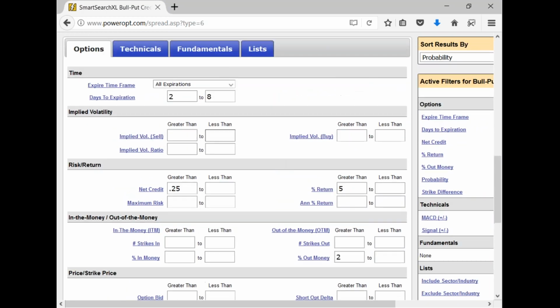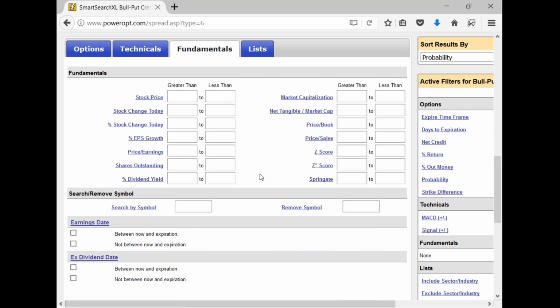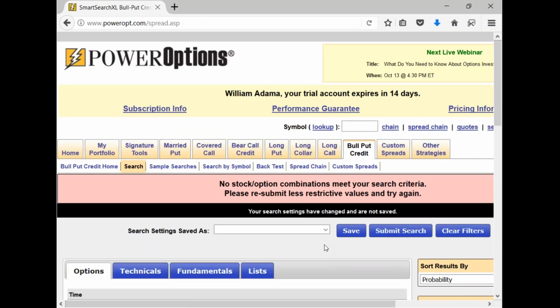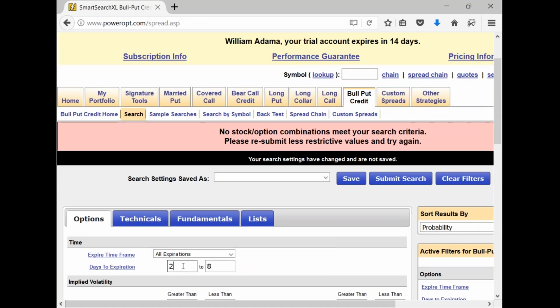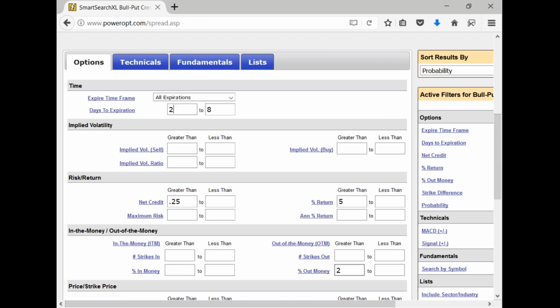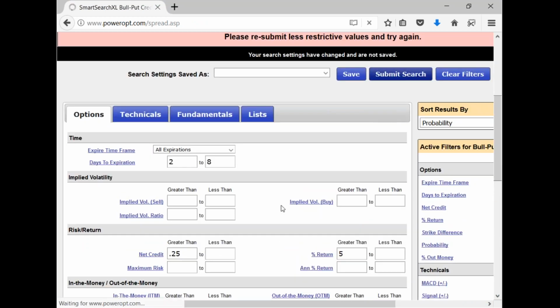Now what Jim wants to do is he goes into the fundamentals and he says, I want to run this search, but only on the stocks that came in from this pre-populated list. So let me go ahead and put in Apple. I just want to see the spreads for Apple. So we hit submit. Okay, well there's nothing 2 to 8 days out that matches that basic criteria. I find that hard to, oh, that's why. Let's go 1% out of the money with a percent return of 5.